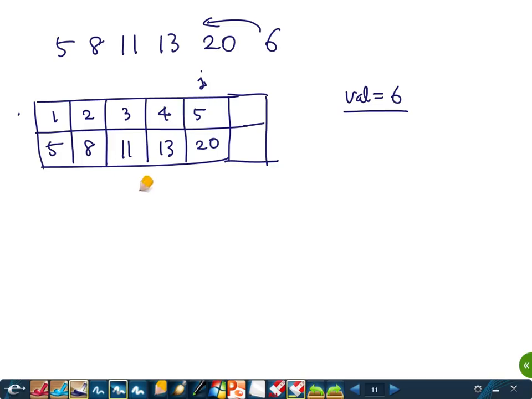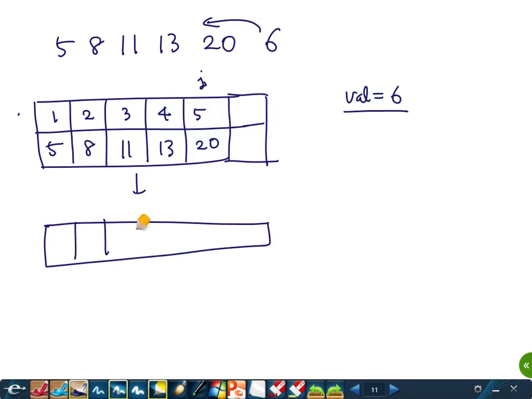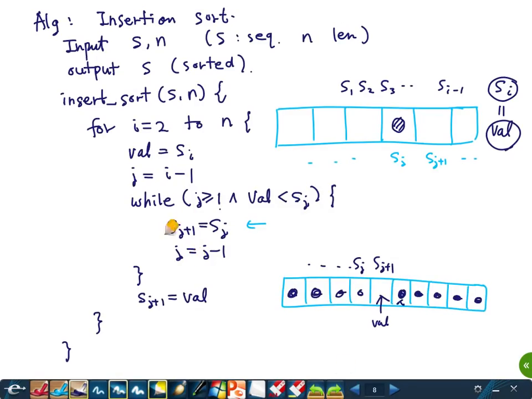So here, it's like 5, 8, 11, 13, and it goes like this. Sj plus 1 is now 20. It was some other number, but now it's updated, so it's 20. Now j is here, right? Because we have to decrease j by 1. Here, if you look at this, j is decreased by 1. And then do the same thing in this while loop.